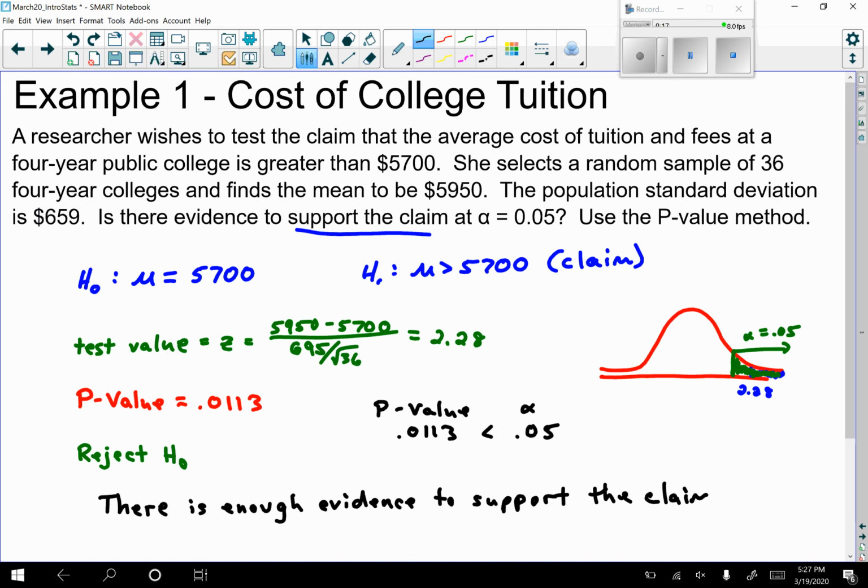So it's like we kicked away the null hypothesis and we're going with our claim here. But again, we can't say that we can prove it. It's just there's enough evidence to support the claim. Again, that claim was that the average cost of tuition and fees at a four-year public college is greater than $5,700.